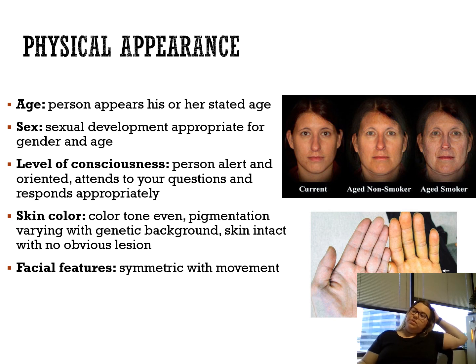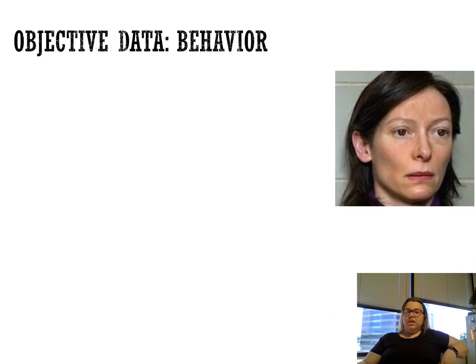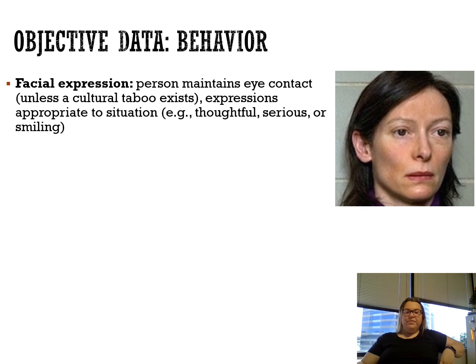Facial features. We're looking at, do they have symmetry in their movement? Do they have symmetry when they smile? How's this gentleman? He's smiling, but is he symmetric? No, not at all. He has a droop on the right side, a right facial droop. Also, we're looking to see, do they have any signs of acute distress present? All right, so the objective data I can gather from their behavior.